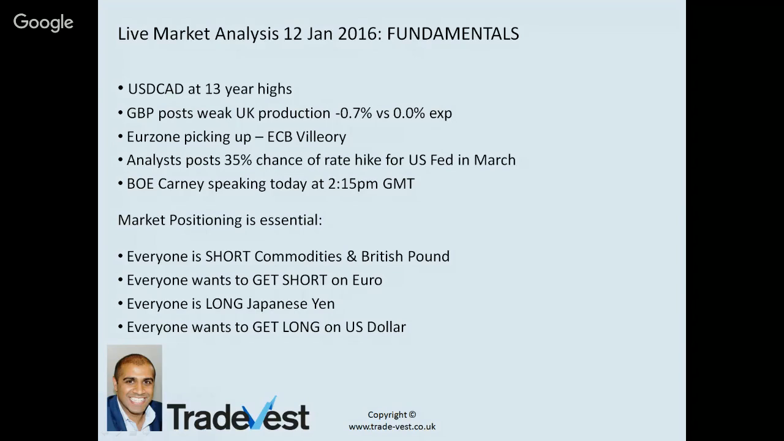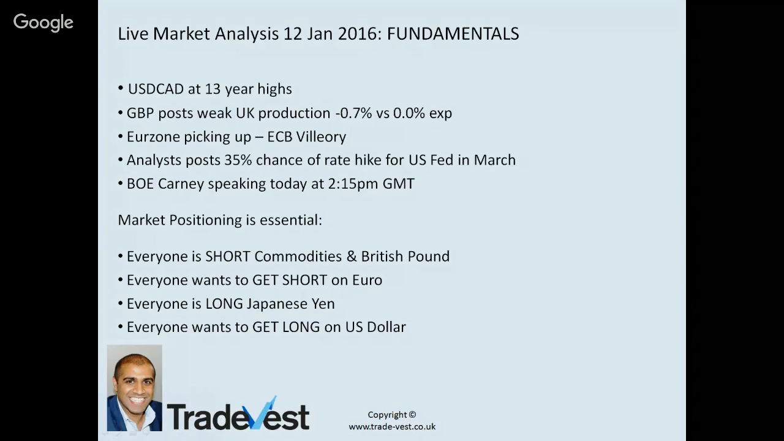Everyone is long on the Japanese yen right now. You can see Aussie yen, CAD yen, euro yen, pound yen, dollar yen have all taken massive slides since the beginning of the year. Again, potential flight to safety to the Japanese yen, considering what's happening with China, but everyone is long on that. However, everyone still does want to get long on the US dollar.